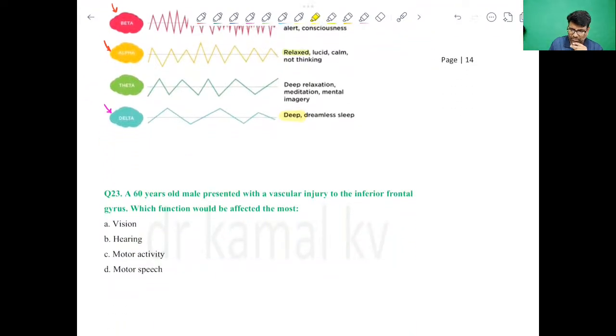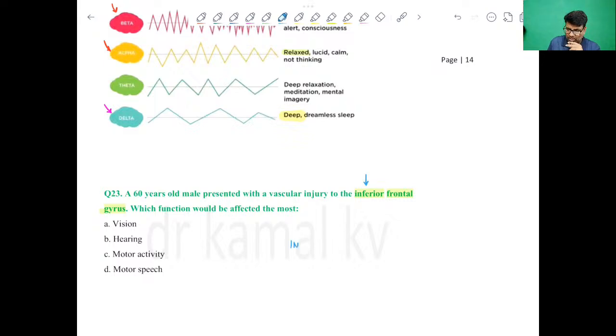The next question: elderly male presents with vascular injury to the inferior frontal gyrus. Now what functional loss will develop? So there is injury to the inferior frontal gyrus. Now to answer this, you have to ask what functional area is present over there, and therefore we can say that the function of that area will go, and that is going to be the answer.